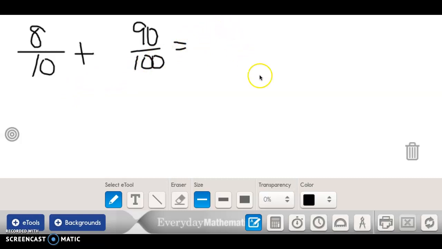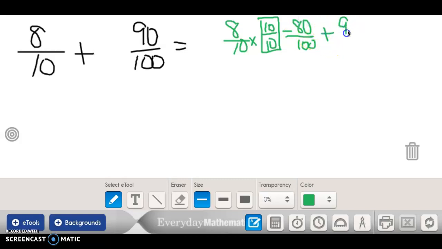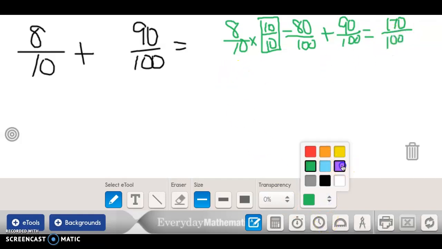My first option is I can take the 8/10 and convert that into hundredths. So we'll take 8/10 using our equivalent fraction rule. We will use 10/10 so that I have 100ths in my denominator, and my numerator will be 80. So now I have a common denominator. I can add 80/100ths with 90/100ths, which will give me 170/100ths.